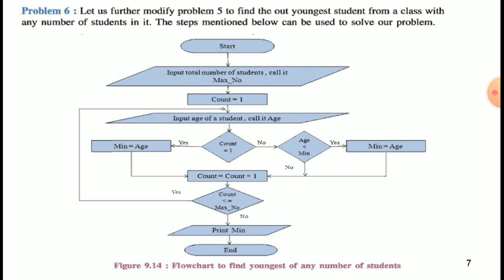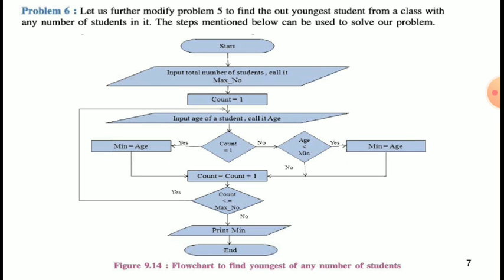Problem number 6. Let us further modify problem 5 to find out the youngest student from a class with any number of students in it. The steps mentioned below can be used to solve the problem. So, solution: number 1, choose the first student and whatever is his or her age, name it minimum.